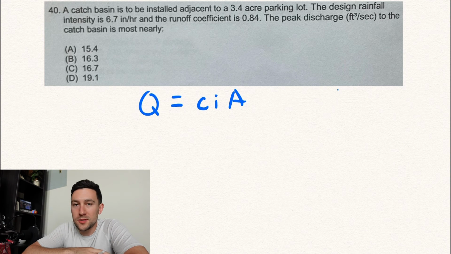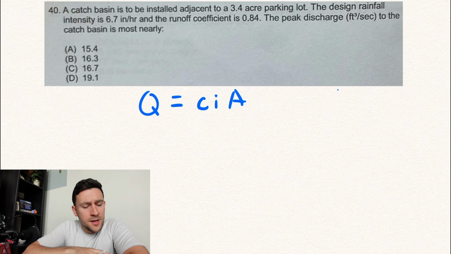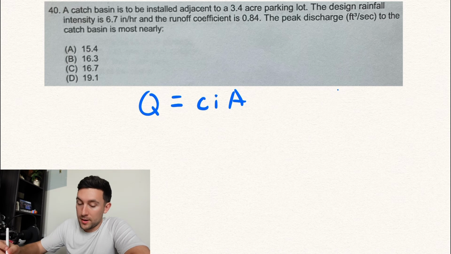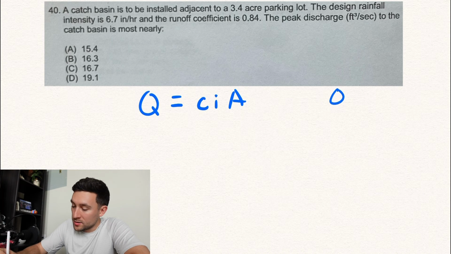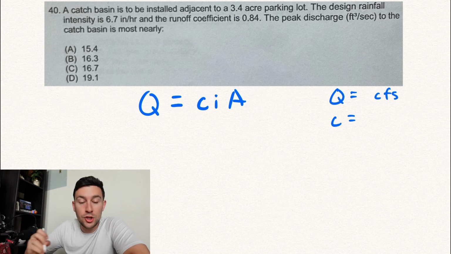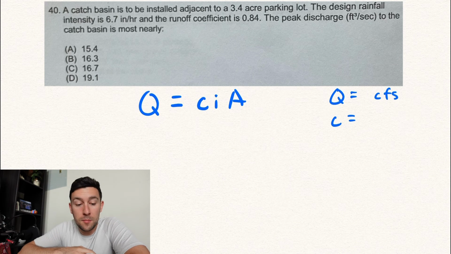It's one of the most fundamental equations that you could ever use in stormwater, and it's always easy to remember because I always remember the CIA. Now, the important thing about the rational method is the units. The units always, always, always have to be the following. Q is always going to be CFS. C is unitless. That's the runoff coefficient.